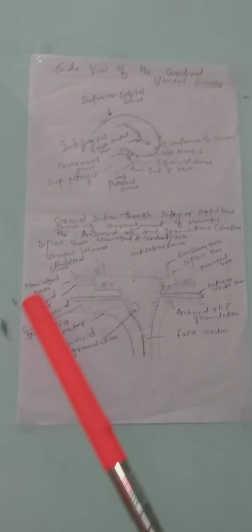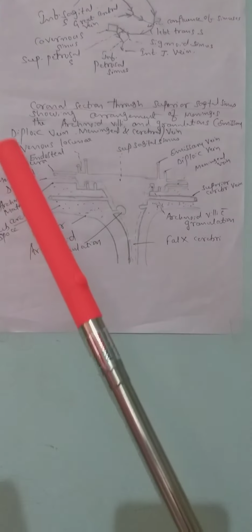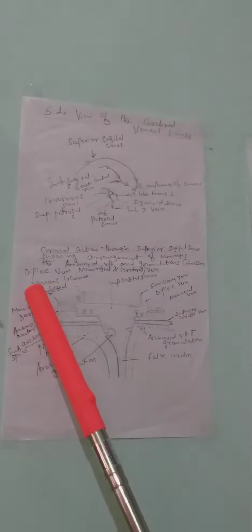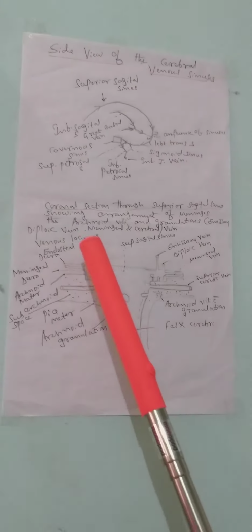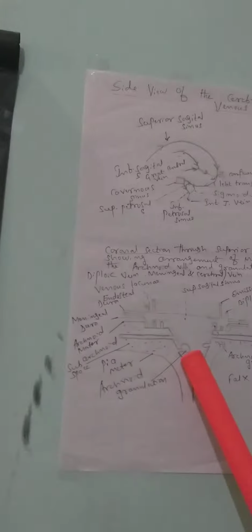This is regarding the superior sagittal sinus. Here the arachnoid villi, emissary vein, diploic vein and superior cerebral vein all drain into it. Moreover, there are venous lacunae, three on each side. Lacunae means opening. These venous lacunae open and drain into the superior sagittal sinus.